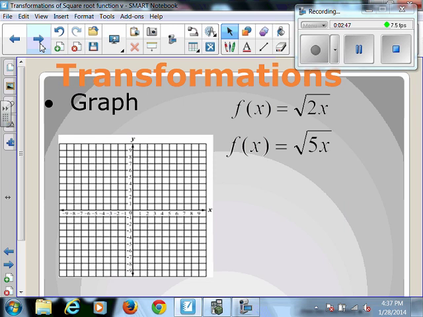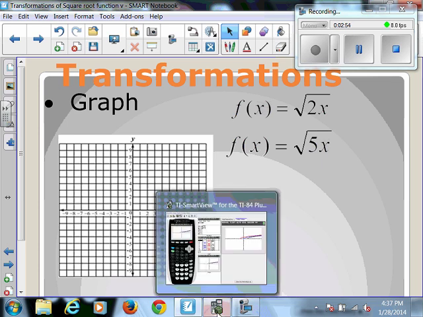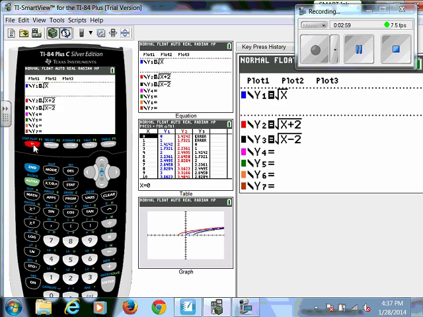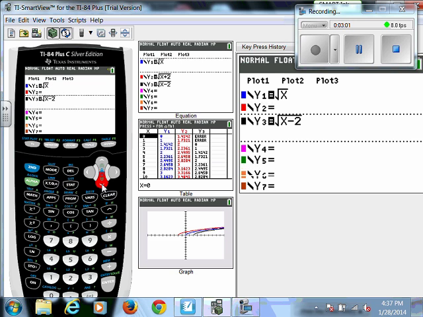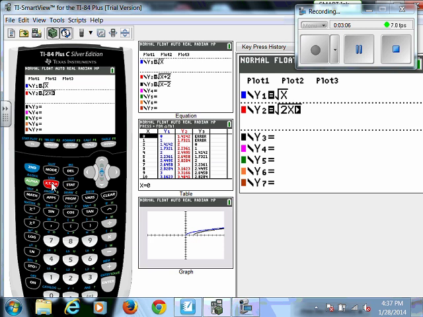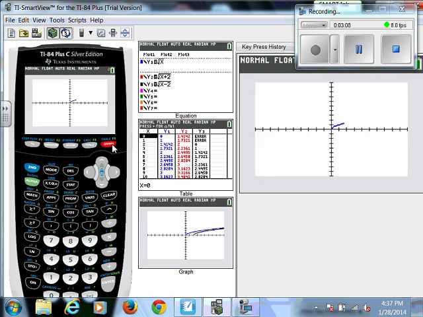Now let's do B. Let's see how B affects the graph. So I got B is 2 in the first one. B is 5 in the second one. So square root of 2x graph. There's the parent graph. What do you notice about the red one? It got further away from the x-axis. So we call this a stretch. And we're going to see it's a stretch by a factor of 2.